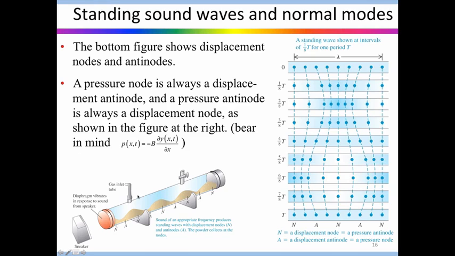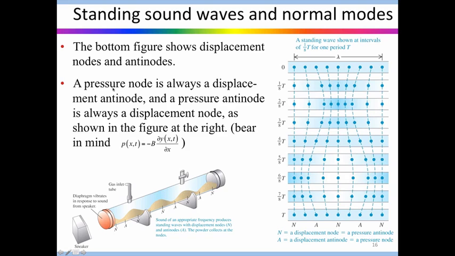In the figure below, we're showing an experiment where we have a speaker, a diaphragm that vibrates in response to the sound from the speaker, a stoppered end for the tube, and gas that we can pump into the tube. We can also have sand inside the tube that will be displaced by the sound wave to form nodes and antinodes.